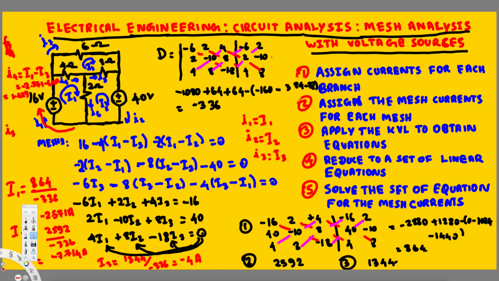For I5, this is going along the I2's direction, so I2 positive, and I3 is going against it, so it's going to be minus I3, right? And I6 is going to be, I6 is going along this I1, so that's going to be positive I1, and I2 is going against it, so this is going to be minus I2.